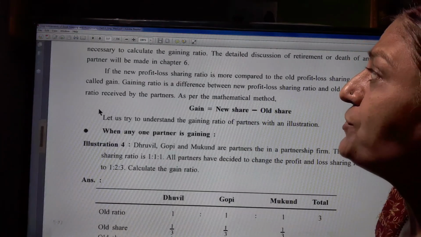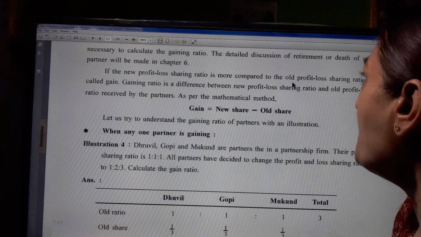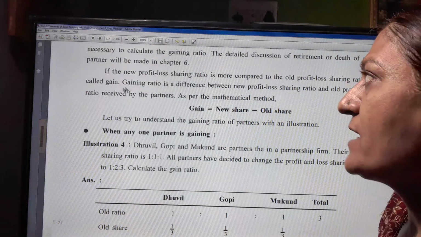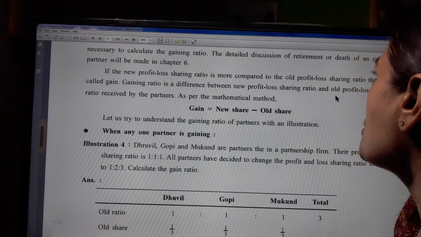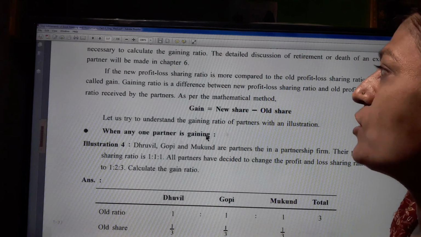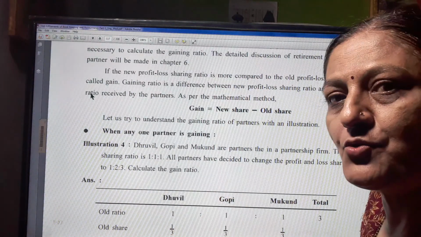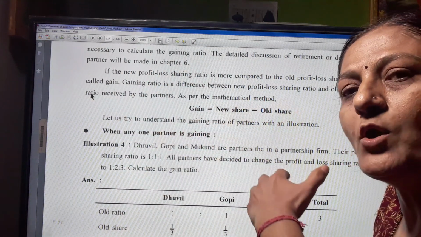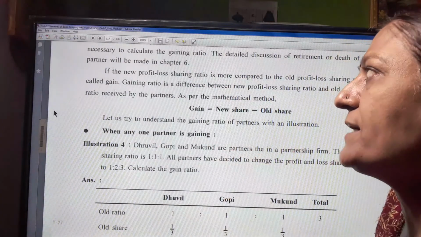Now, if the new profit loss sharing ratio is more compared to the old profit loss sharing ratio, then it is called gain. Gaining ratio is the difference between the new profit loss sharing ratio and the old profit loss sharing ratio. What is the gaining ratio? Gaining ratio means new profit loss sharing ratio minus old profit loss sharing ratio. The difference between the two is called the gain.